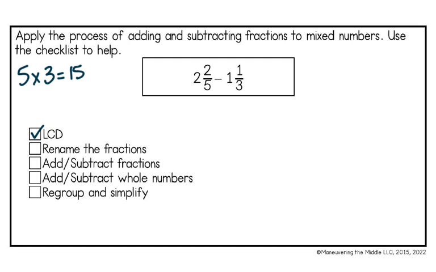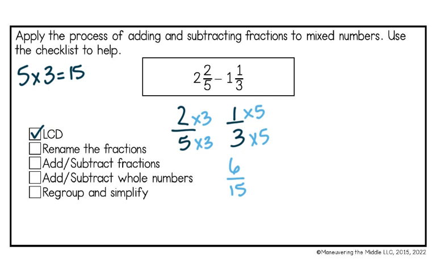So I'm going to go ahead and rewrite our fractions. So I have 2/5 and 1/3. I need to multiply 5 by 3. Whatever I do to the bottom, I must do to the top. Multiply 3 by 5. Whatever I do to the bottom, I must do to the top. So now my fractions are going to be 6/15 and 5/15.